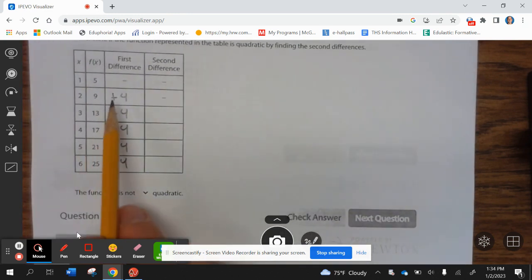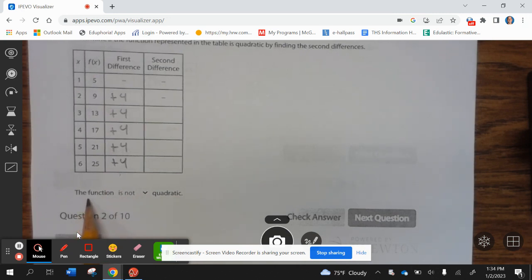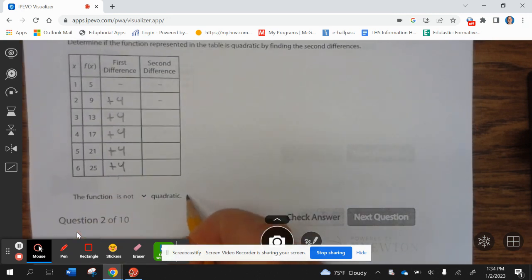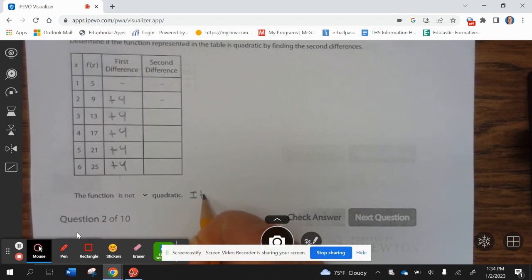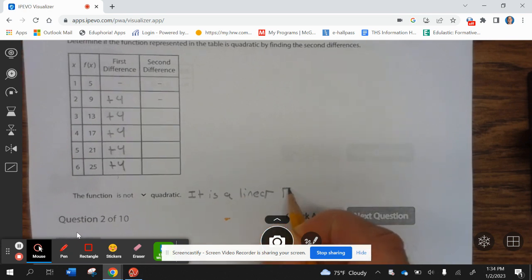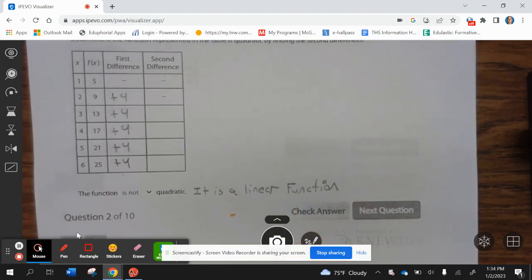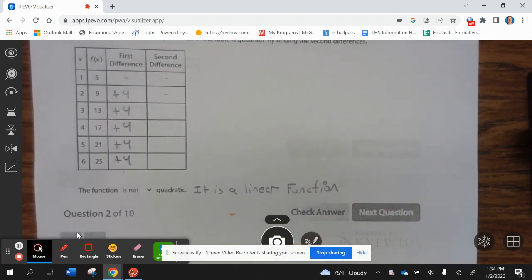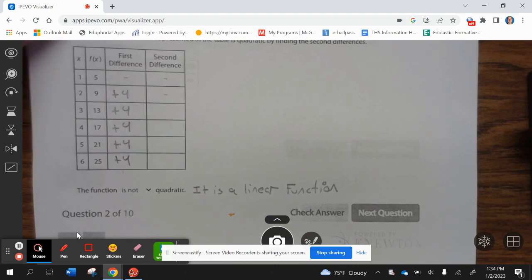So, since the first difference is the same and not the second, the function is not quadratic. It is a linear function. All right, let's take a look at the next example.